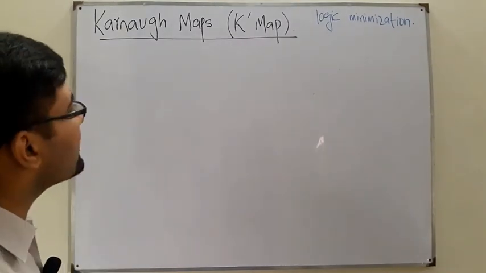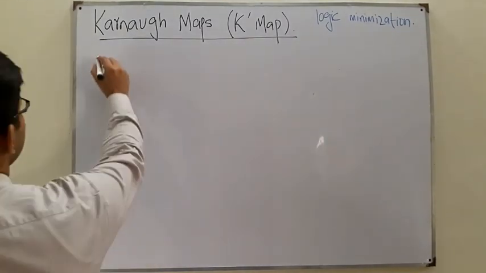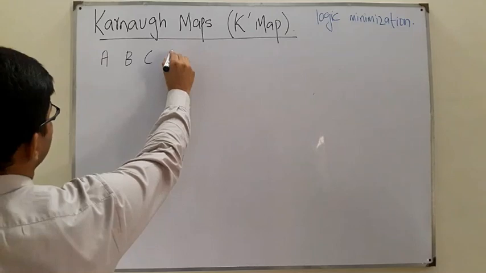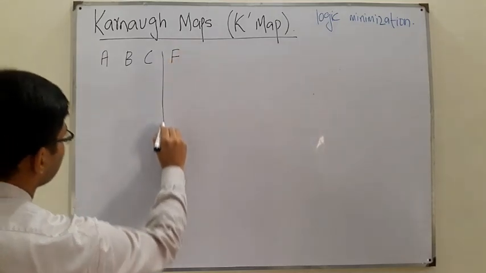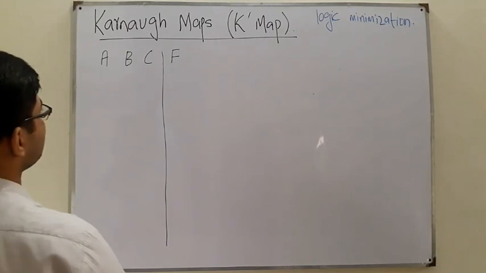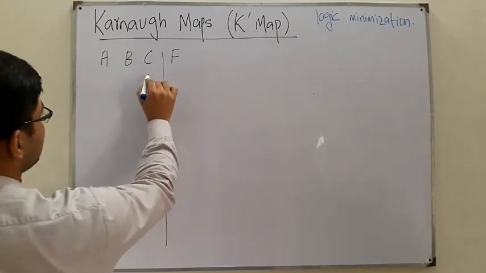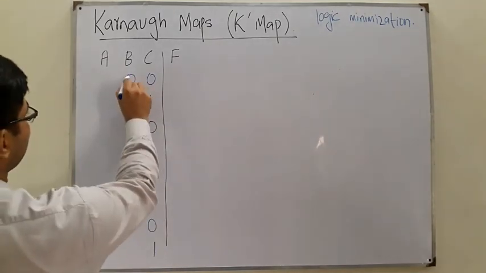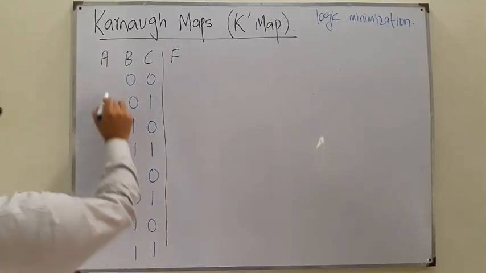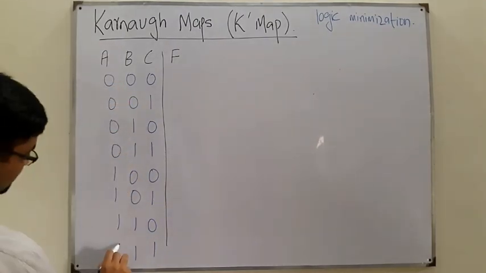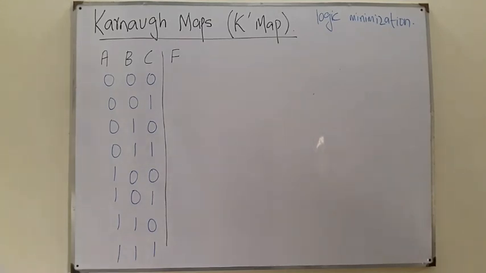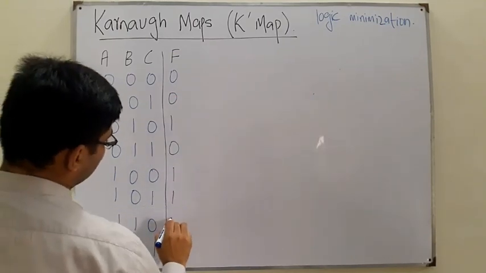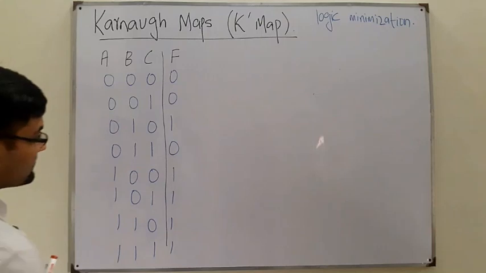Let's say we start with a three variable K-map. So let's say we have a three variable function with inputs A, B, and C, and the function here is F. You know how to do that, 2 to the power 3, 8 combinations, so we have 0, 1, 2, 3, 4, 5, 6, 7. Now group of 2, so 0, 0, 1, 1, 0, 0, and 1, 1. And finally group of 4, 0, 0, 0, 0, and 1, 1, 1, 1. Let's say the function value is 0, 0, 1, 0, 1, 1, 1, 1. Let's say this is the value of the function.